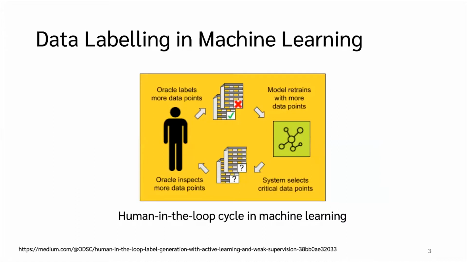If we think more about human labeling, the human is placed back in the cycle to help training, testing, and retraining the machine learning models. The image shows an example cycle of human labeling, which is an oracle to guide retraining the model with more data points. So we call this kind of setting active learning.